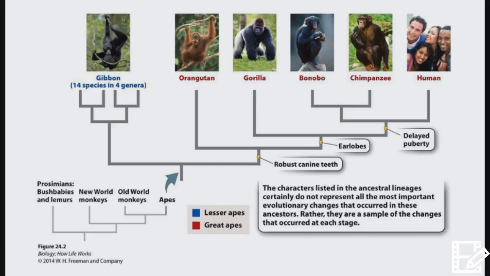Next, we have the apes, or hominoids. Hominoids are divided into two families, Hylobatidae, the lesser apes, and the Hominidae, the great apes. Hylobatidae include gibbons and siamangs. Hominidae include the great apes such as chimpanzees, bonobos, gorillas, orangutans, your ex-boyfriend, and humans.